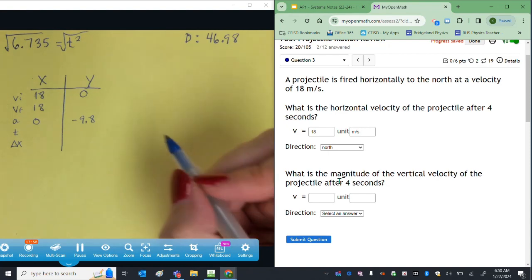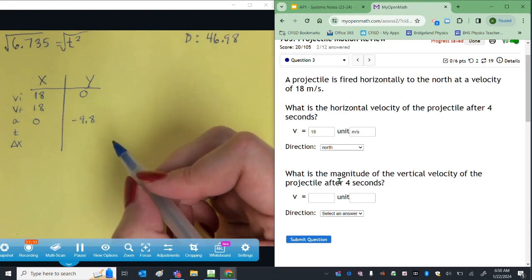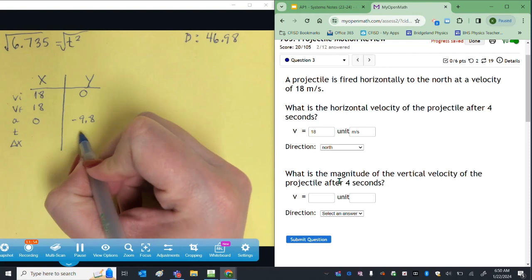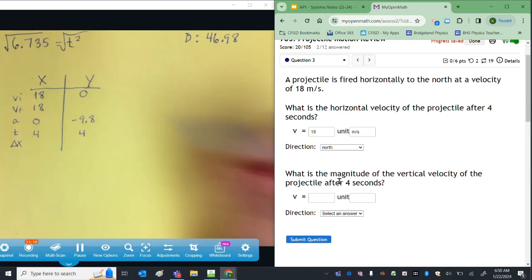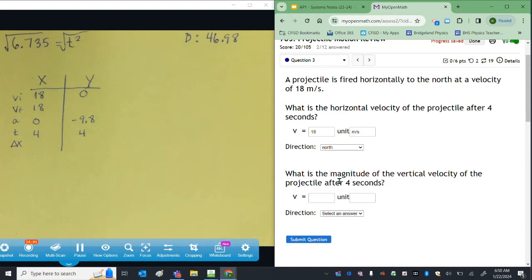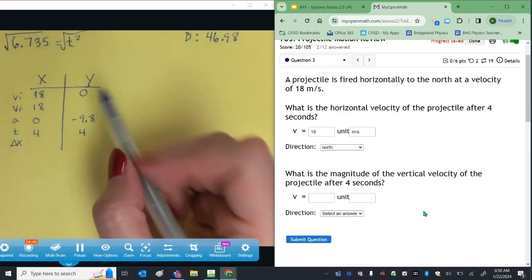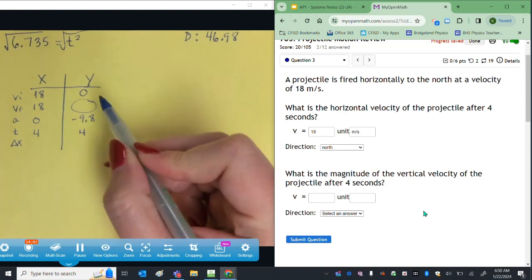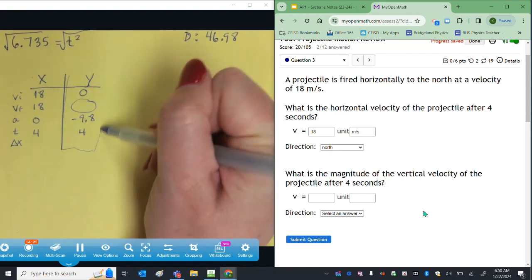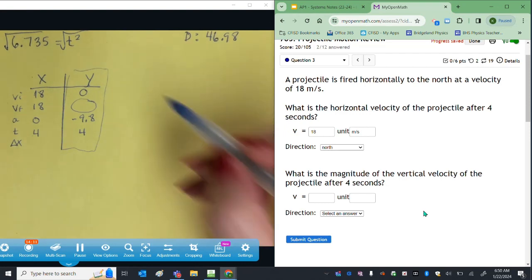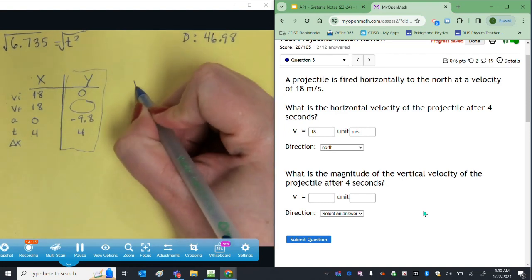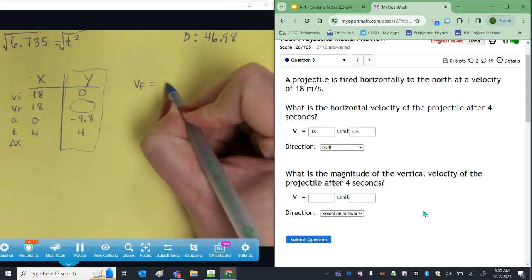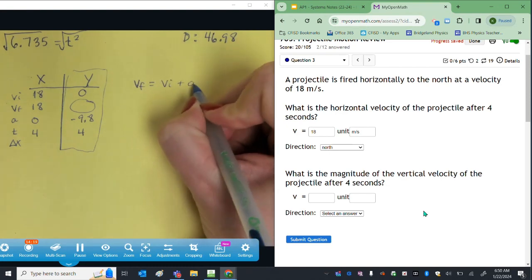And I know that I'm looking for the magnitude of the vertical velocity after 4 seconds. So I'm specifically looking for, at a time of 4 seconds, how fast it will be going vertically. And that's what we're looking for, vertical. So I'm solving for this, which means I can only use this side of my table. I have vi, a, and t, and I'm looking for vf. And if I look at my kinematic equations, I'm going to want to use this one: vf equals vi plus a times t.